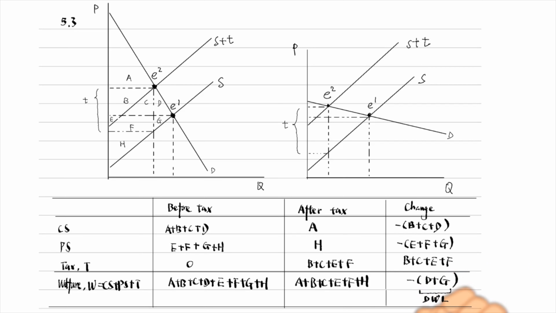I list the areas of consumer surplus, producer surplus, tax revenue, and social welfare in the table. The deadweight loss to society is the area of D plus G. It is the wedge between the price consumers pay and the price producers receive.